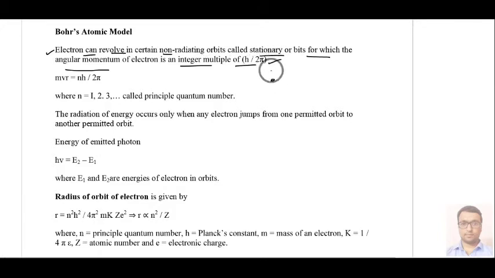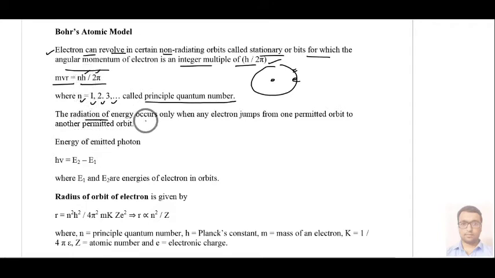So this model says that the electron revolves around the nucleus in such a path that its angular momentum, that is mvr, is constant and is a multiple of h upon 2 pi, where this n will be 1, 2 and 3, and this is called the principal quantum number. And this h is Planck's constant.